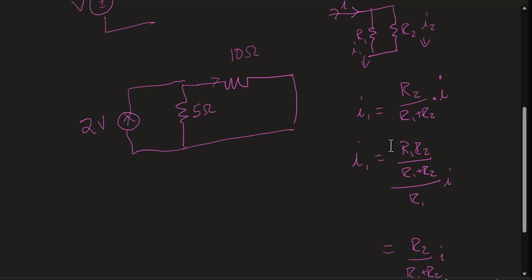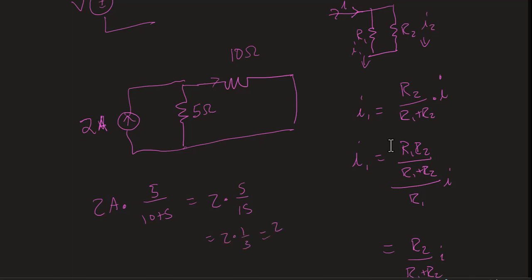So if I want to get the current through the 10 ohm resistor, I said 2 volts, that would be 2 amps. That would be 2 amps times 5 over 10 plus 5, so 5 over 15, or 1/3, so 2/3 amps.